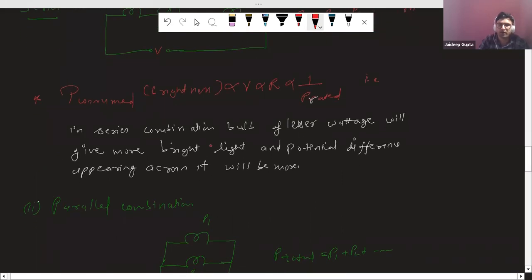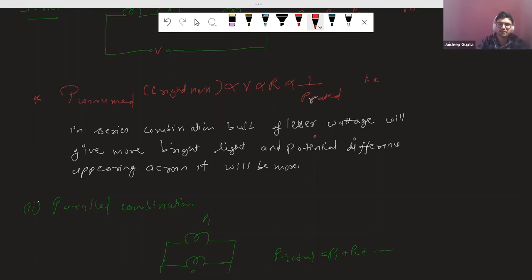In series combination, the bulb of lesser wattage will give more bright light and the potential difference appearing across it will be more.